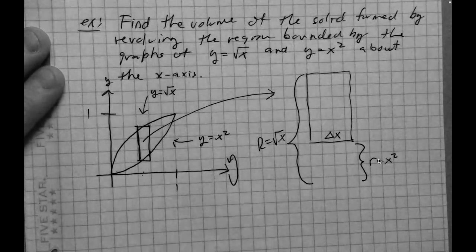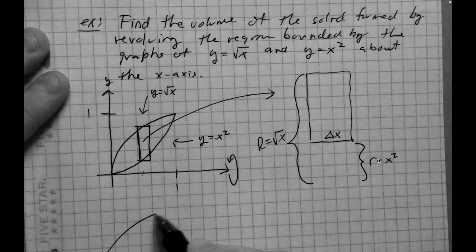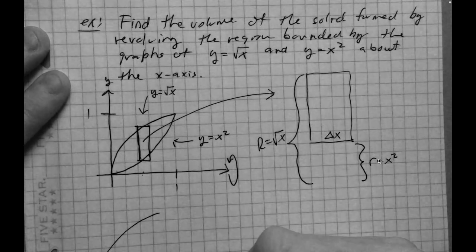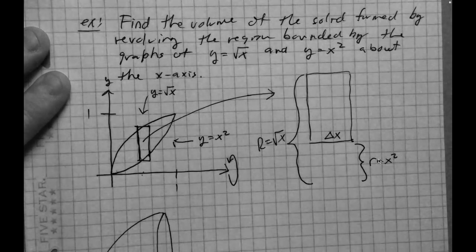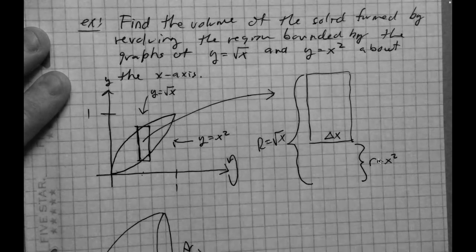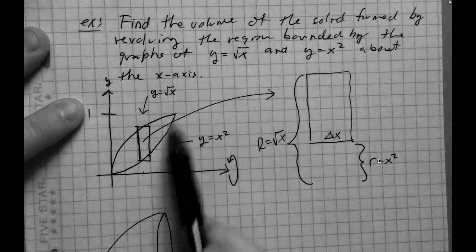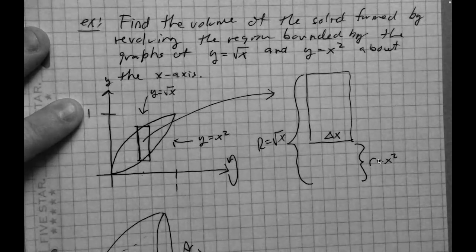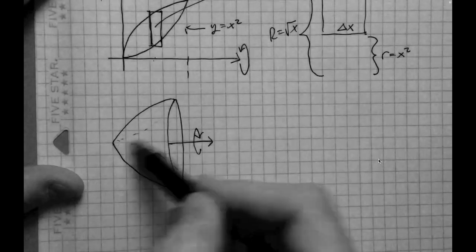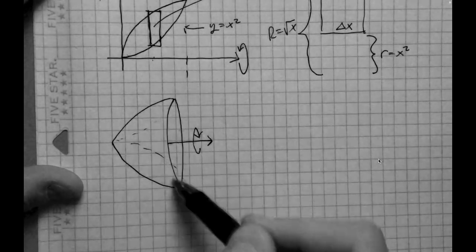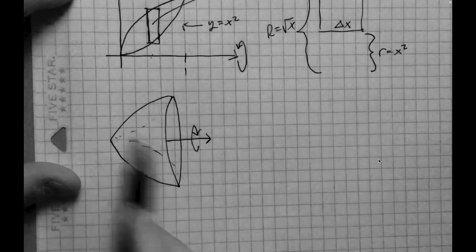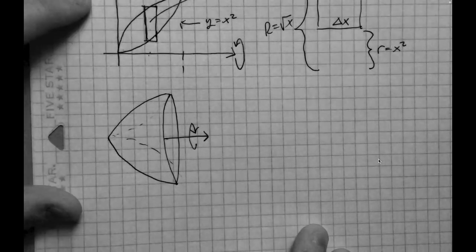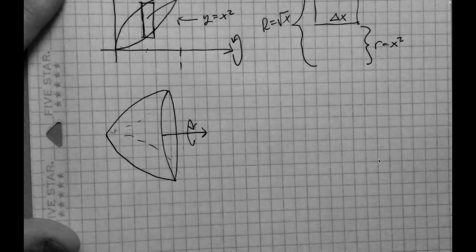If this thing gets spun out, it's going to look kind of like this. It's going to be kind of like a bowl on its side. It's going to have some thickness to it, so it looks like this on the outside, but on the inside it's going to be a more conic shape. It's going to have a concavity to it, so it's going to look a bit like this. And our task is to find the volume of this thing.